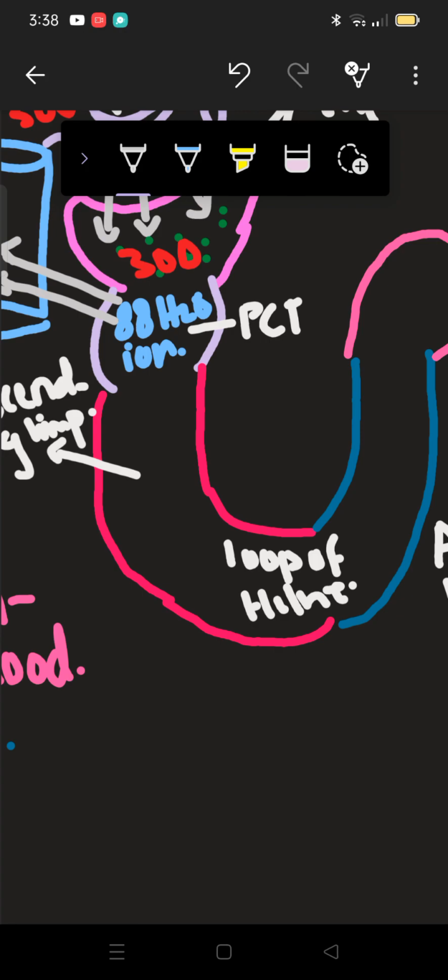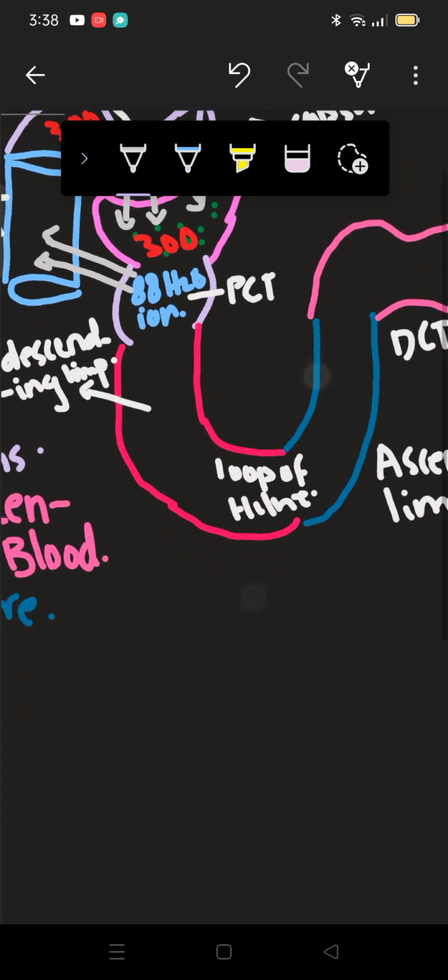Now here is one interesting thing. The descending loop of Henle is permeable to the water, but the ascending loop of Henle is not permeable to the water. So I should write that here. This is an interesting fact.